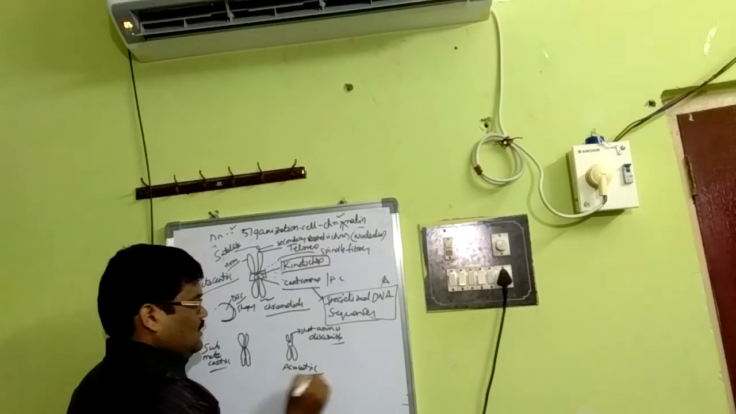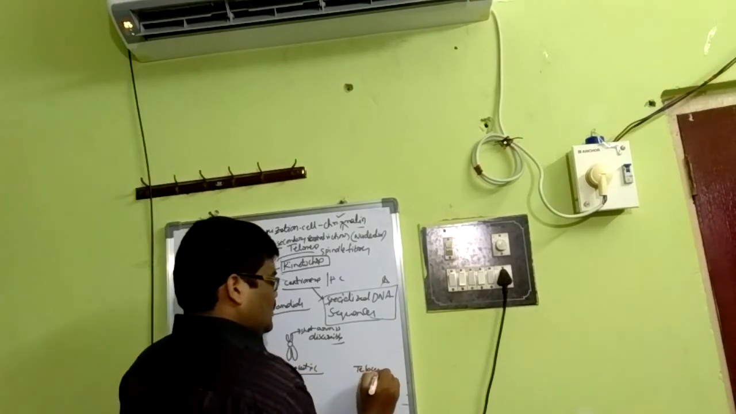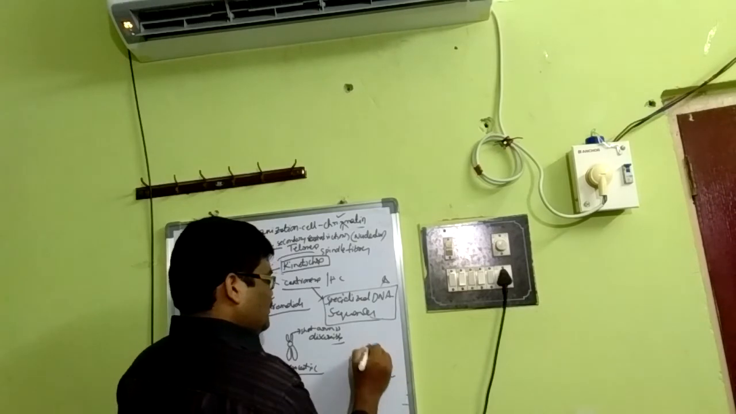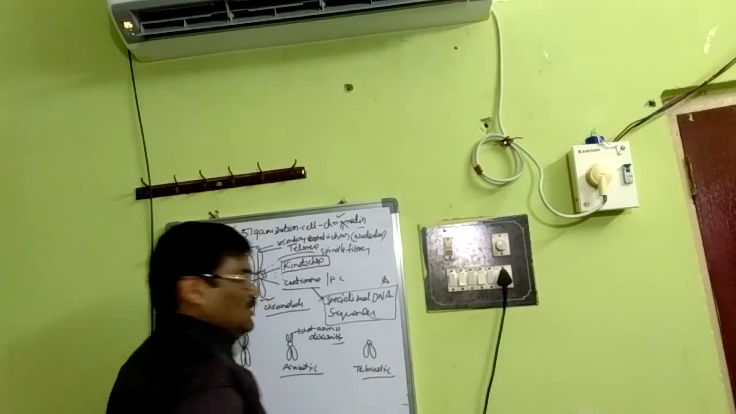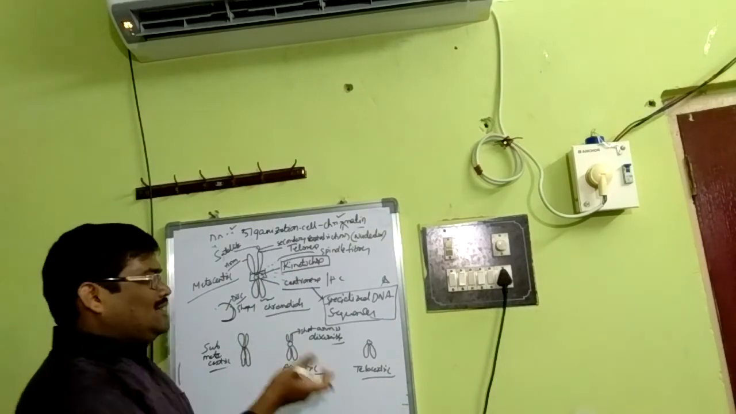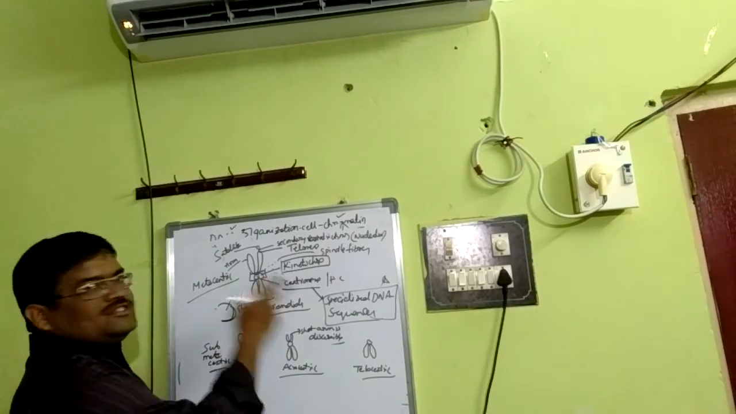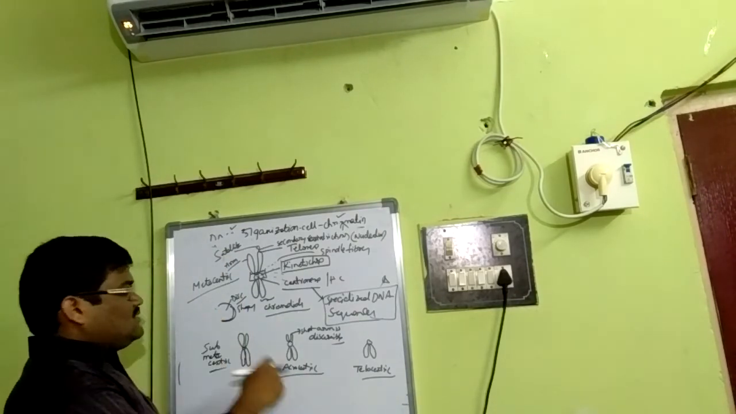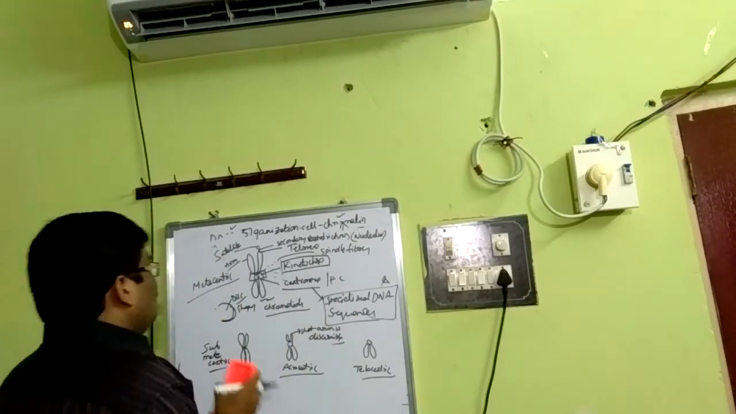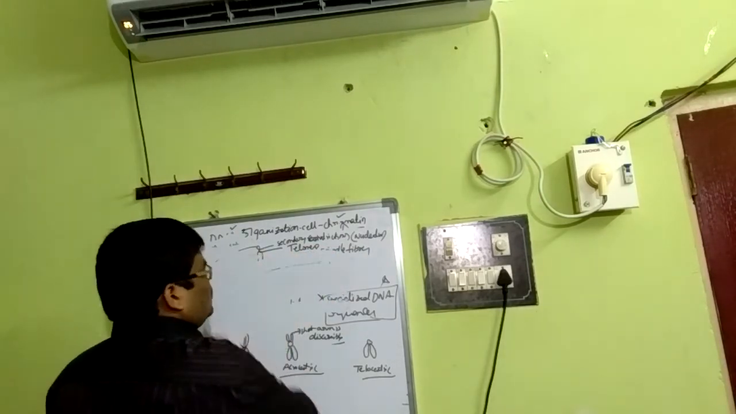Then we have the telocentric chromosome. That means there is no other arm, only a single arm is present. Okay, so depending on the location of the centromere, there are different types: metacentric, submetacentric, acrocentric, and telocentric. Okay, then we will discuss some of the important terms associated with chromosomes.